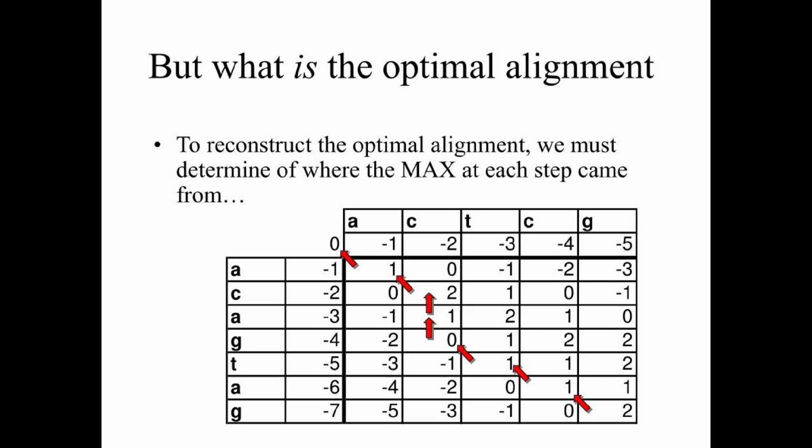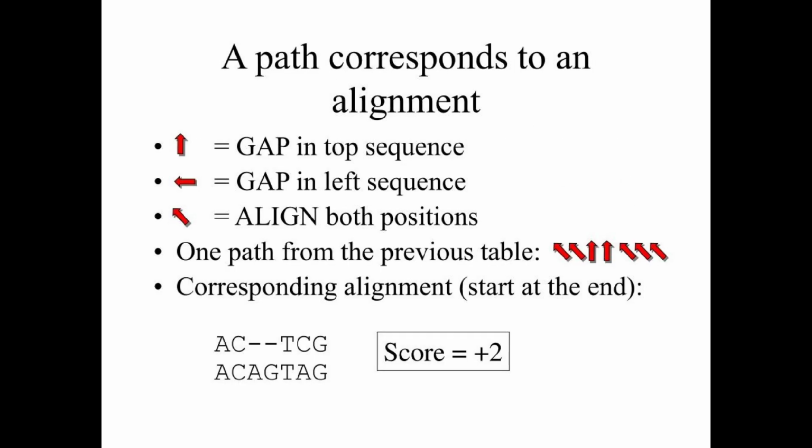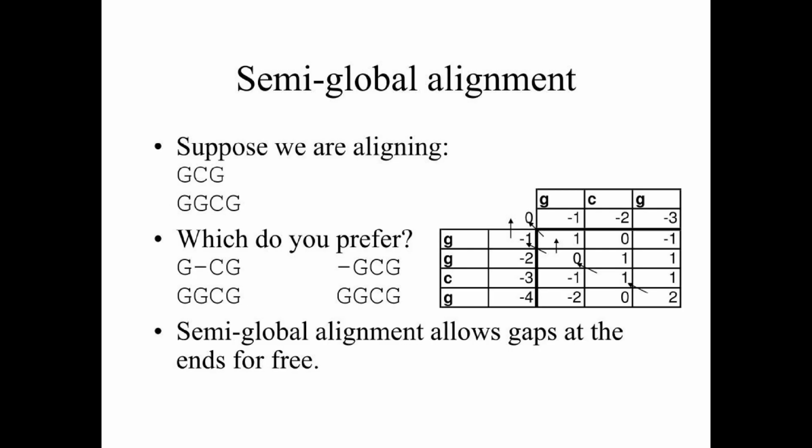So we go diagonally to reach the 0. When we reach it, the up arrow shows a gap in the top sequence, the left arrow a gap in the left sequence, and the diagonal arrow represents aligning both positions. This is one path from the previous table. The score corresponding to the alignment for this is +2. This is how the system calculates by using the Needleman-Wunsch algorithm. And there are also semi-global alignments available, which are shown in the table.